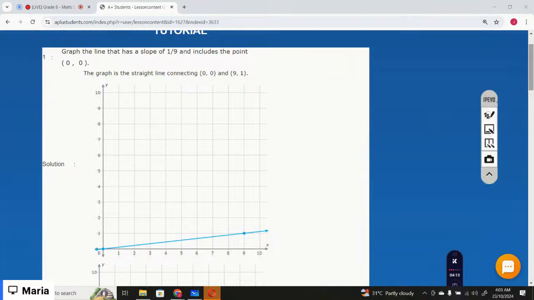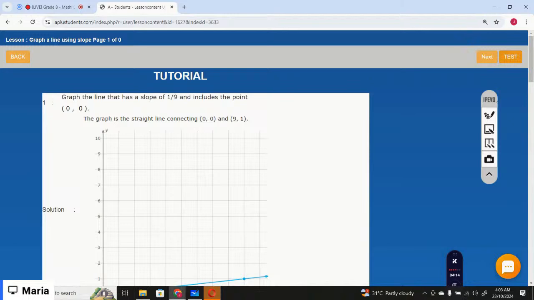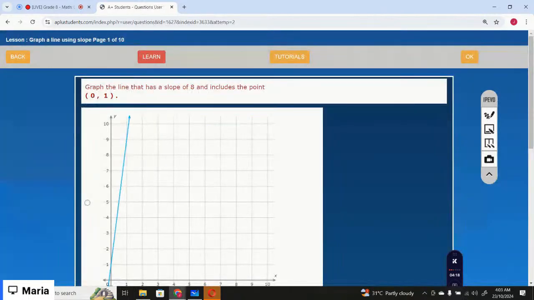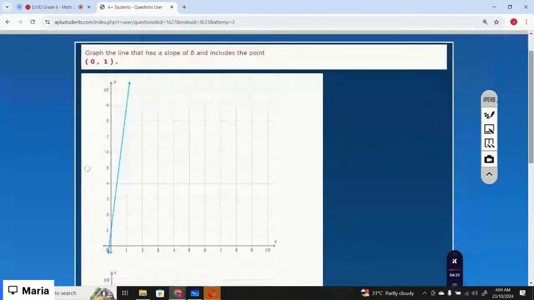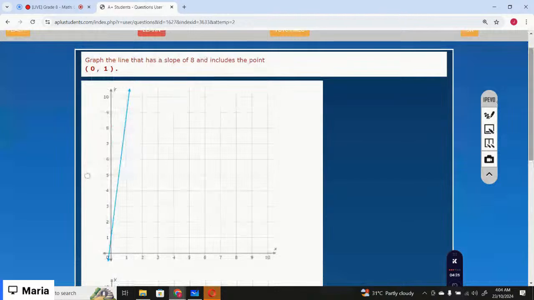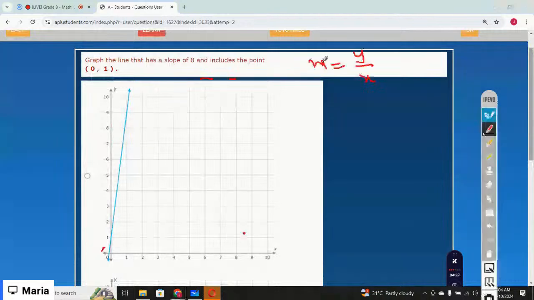Let's just do the practice questions. Let's just start with the test questions. Graph the line that has a slope 8 and the point 0. So the slope is 8, right? That is 8 over 1, right? So x is 1, y is 8. The other point you are given is 0 and 1, right? So x is 0, y is 1. X is 1, y is 8. But no, that is not the correct option, right?